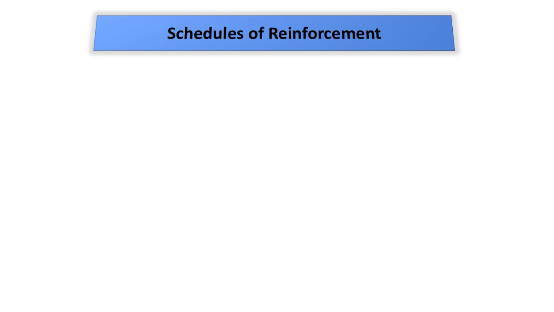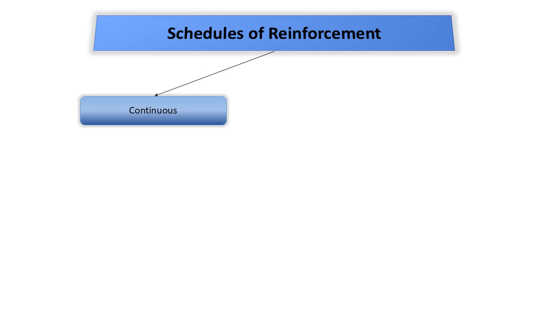So generally, we classify the schedules of reinforcement into two types. The first one is continuous. Continuous reinforcement means that every instance of behavior is reinforced. That is, each and every response made by the individual will be reinforced. That is, appreciation will be given, for instance, or any kind of reward will be given for each and every response.